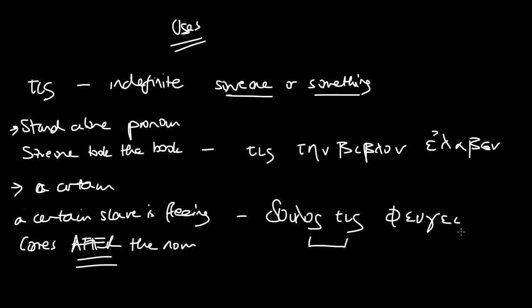And the last use we shall talk about is, well, actually, no, there's another one, but we shall talk about that another time. This is definitely good for now. So we shall now talk about the uses of tis with an accent. So this is obviously an interrogative. It's a question word.